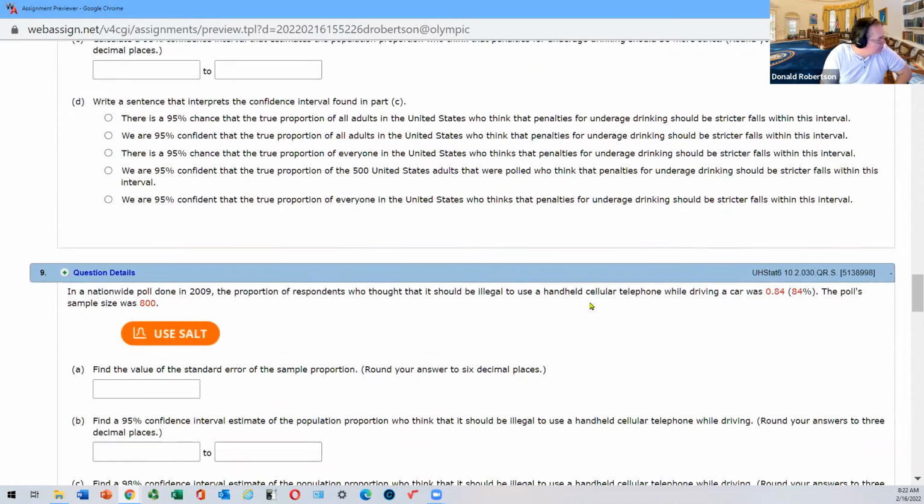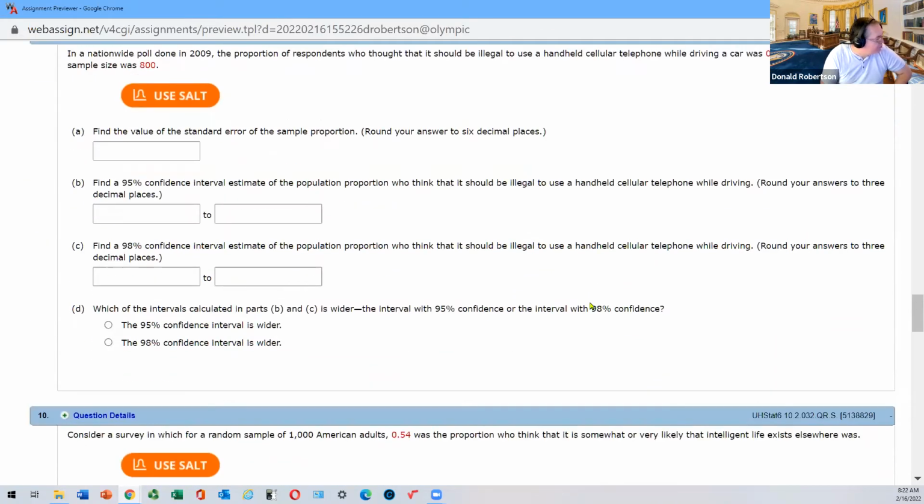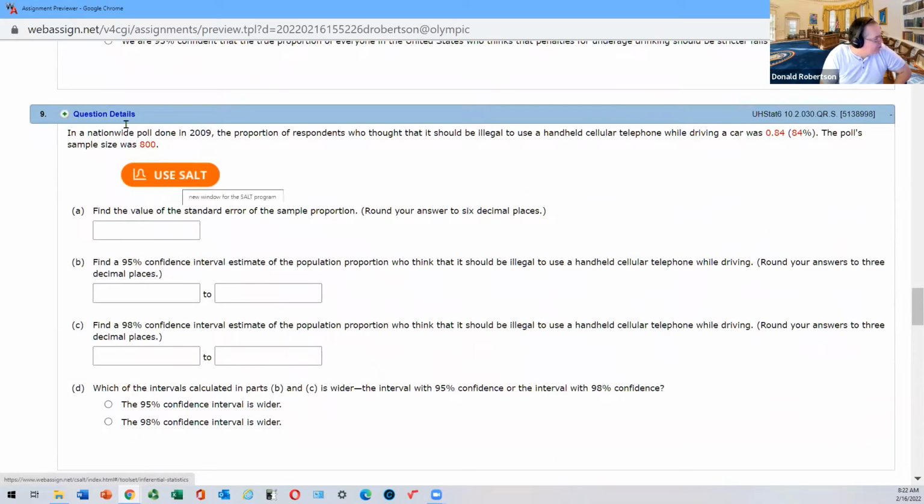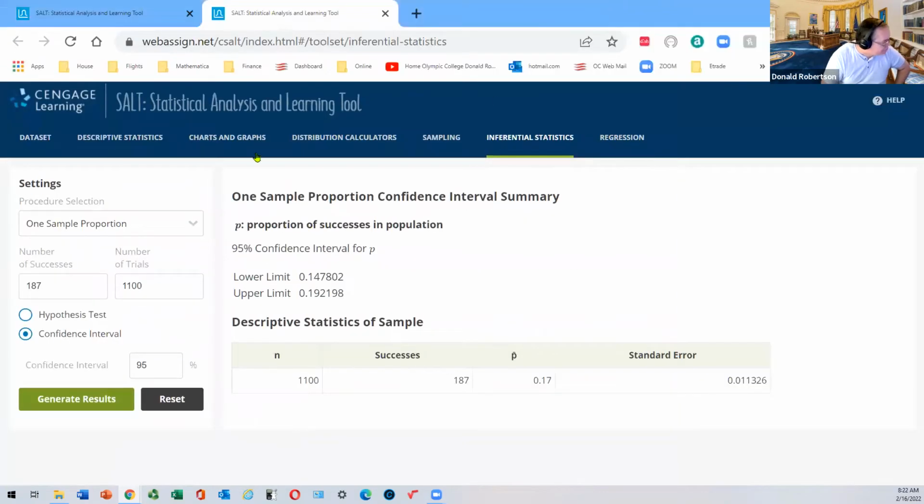Okay. Pretty standard question. Okay, let's do this one. In a nationwide poll, who thought it should be illegal for handheld cellular telephones? 84% from 800. Okay, so 84% out of a sample of 800. Okay, I'm ready. Rock and roll. Try and hit the right buttons here.